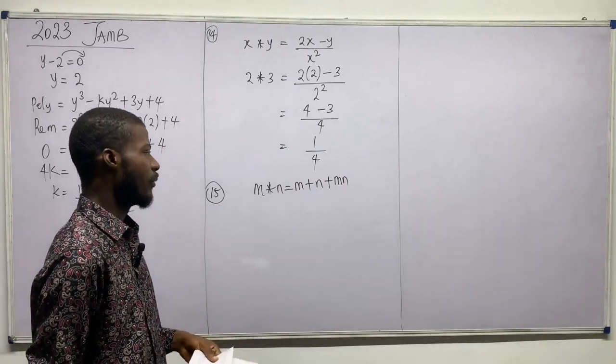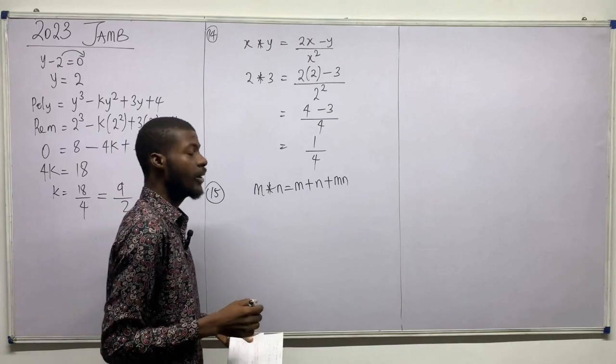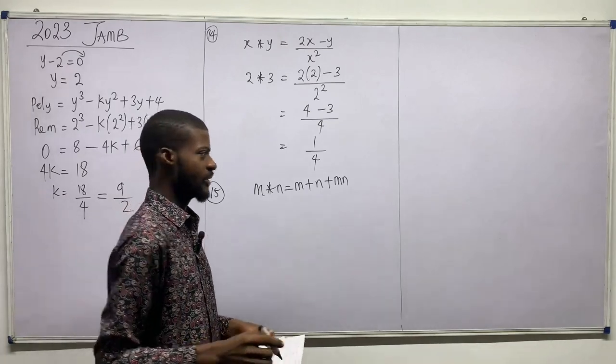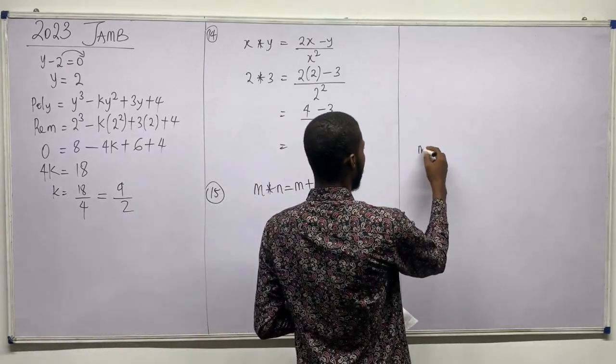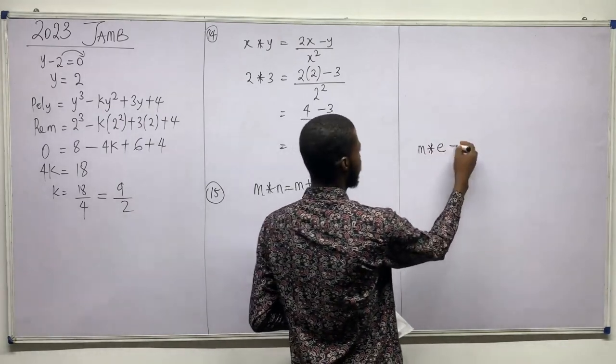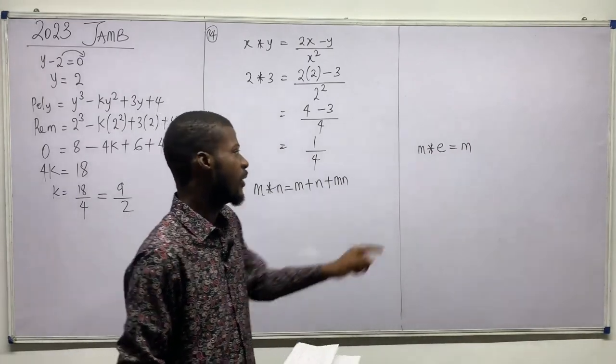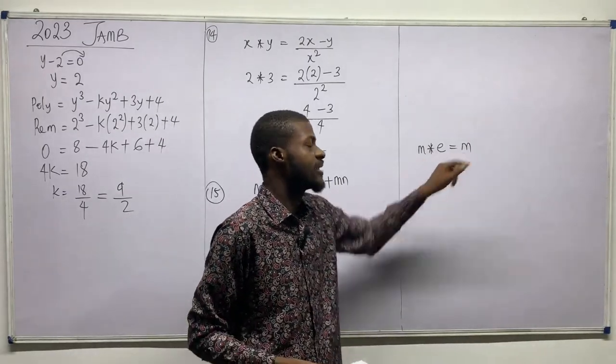So right about now, what does this mean for me? You're asked to find identity elements. Please take note, if you combine anything with identity element E, your answer is going to give you that same thing back. So that's why they call it a neutral element. You combine M with E, your answer is still M.